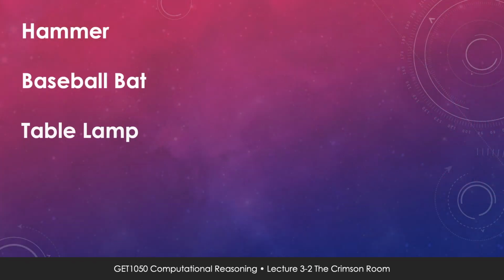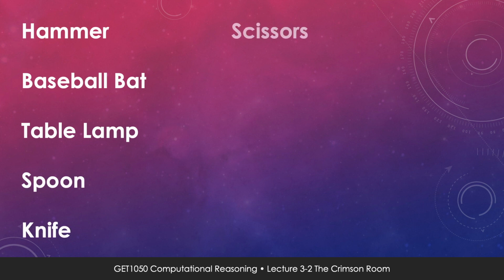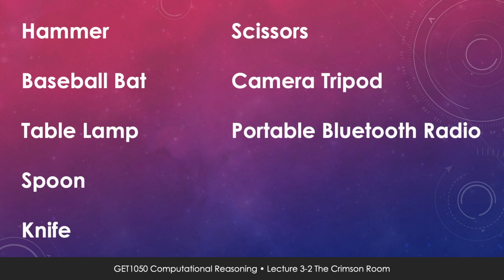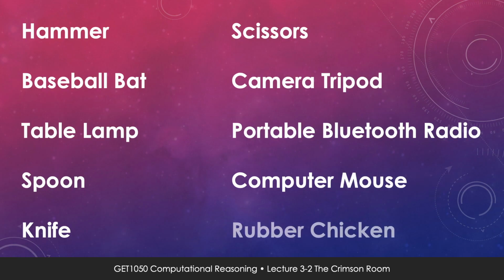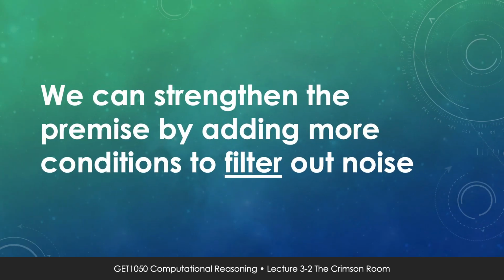Now, let's review our list of potential weapons in the room once again, shall we? We have the hammer, the baseball bat, the table lamp, the spoon, knife, a pair of scissors, a camera tripod, portable Bluetooth radio, computer mouse, and of course the rubber chicken. So what can we do? Well, remember we have noise everywhere, blood everywhere, right? How do we know which objects are relevant? We can at least narrow down the list and get rid of most of the noise. How do we do that? We can strengthen premise 1 by adding more conditions to eliminate the noise.